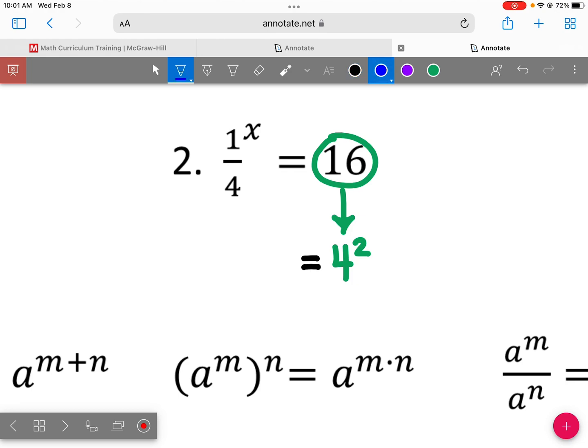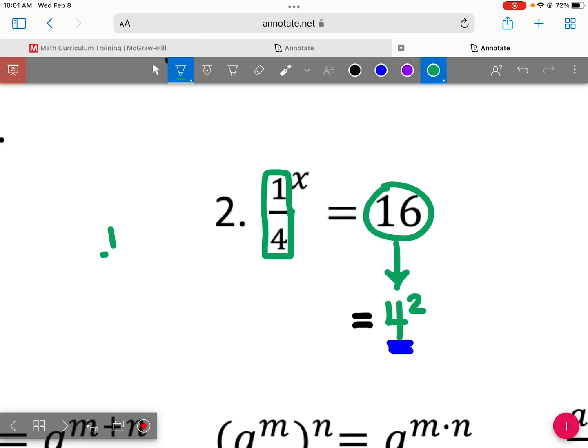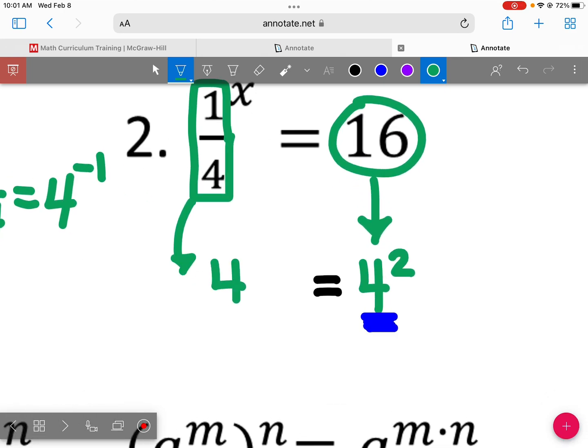Equals, does this base that we just changed this one into and this base match? This is a fraction. 4 to the negative 1. Anytime you see a fraction, we know our exponent is going to be negative. 1/4 is equal to 4 to the negative 1 power. So I'm going to rewrite this as 4 to the power of negative 1. Do I need parentheses around this one with something out to the side? Yes. What needs to go outside those parentheses? The x right here.